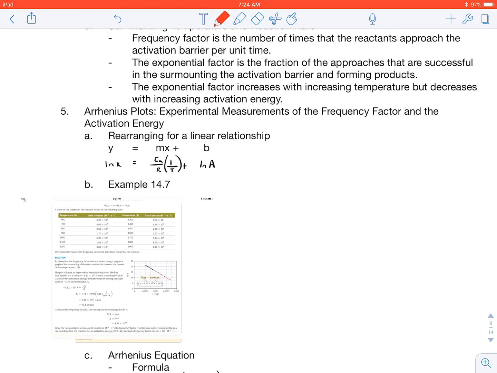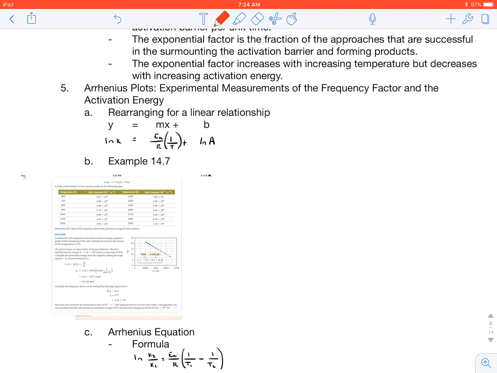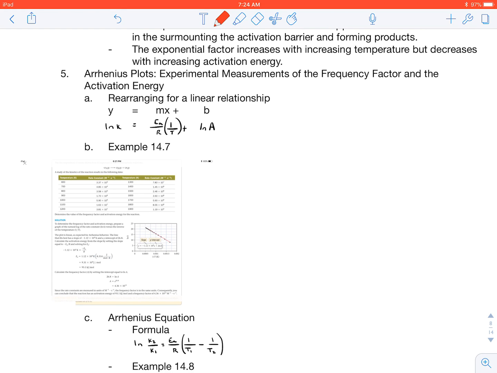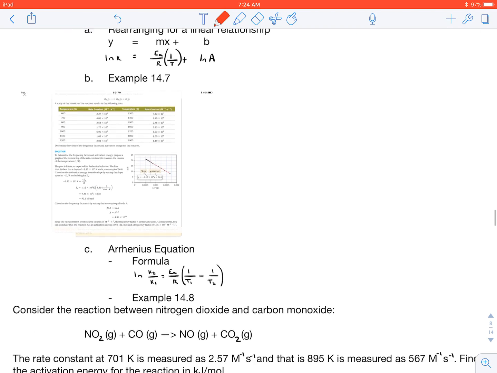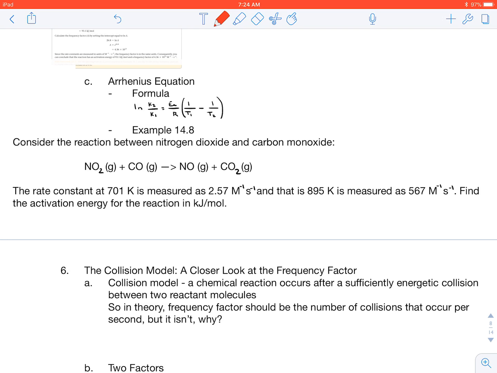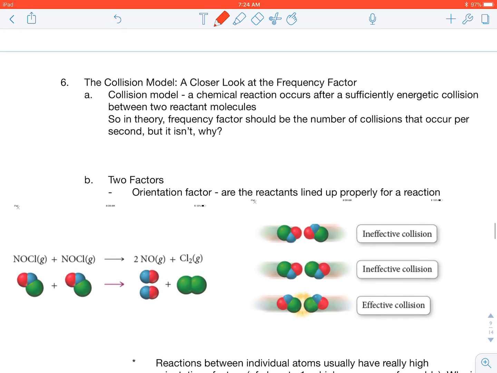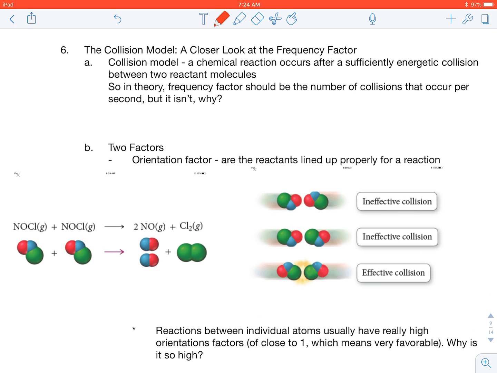So all of that is part of the Arrhenius equation, which has been removed from the AP exam. But we can actually rearrange the Arrhenius equation to give us a line, so we could have a linear relationship also. And here is another form of the Arrhenius equation. This is just talking about two reaction rates, so two reactions at different temperatures. So you could either find k or you could find the other temperature. So it's really kind of cool. We're going to skip this example because, again, it's not on the AP exam. We want to spend our time talking about the collision model.